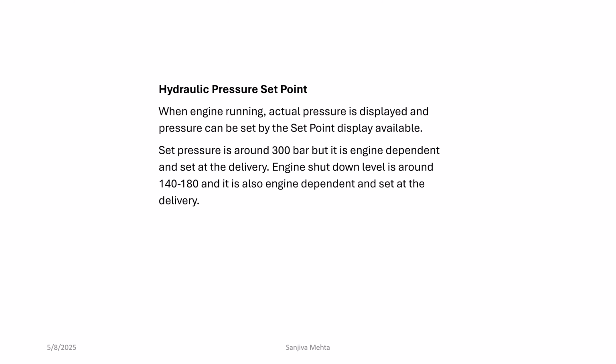Hydraulic pressure set point. When the engine is running, actual pressure is displayed, and pressure can be set by the set point display available. Set pressure is around 300 bar, but it is engine dependent and set at the delivery. So somewhere 250, 300 something. Engine shutdown level is around 141, depending 140 to 180, whatever you check on your ship, and it is engine dependent and set at the delivery. All right. If the pressure drops below the set point, the engine will trip.